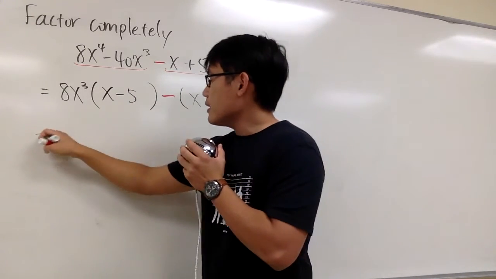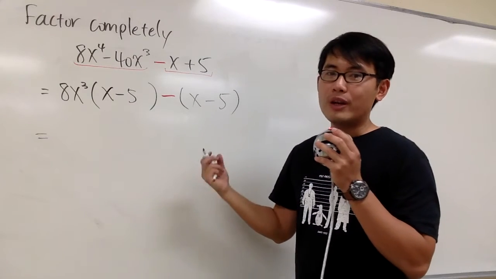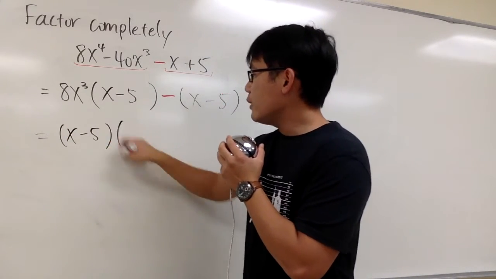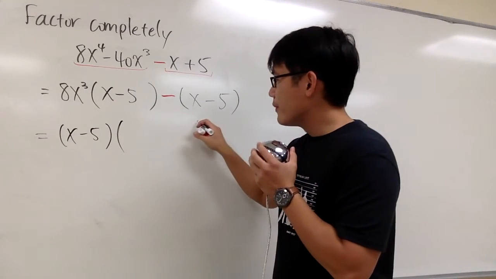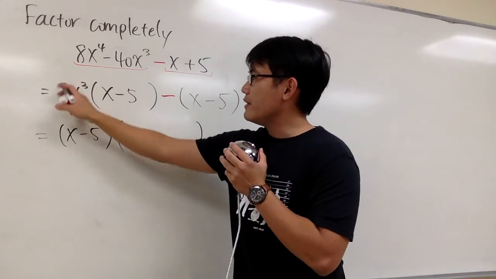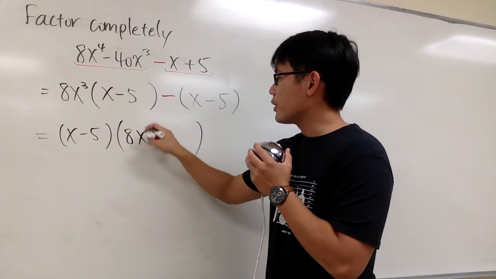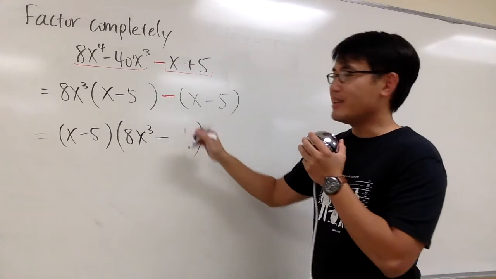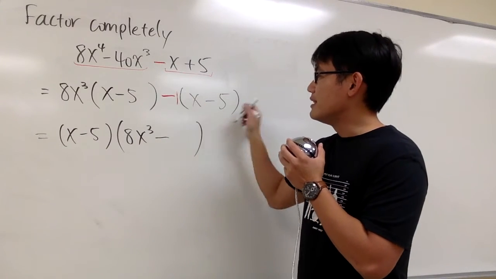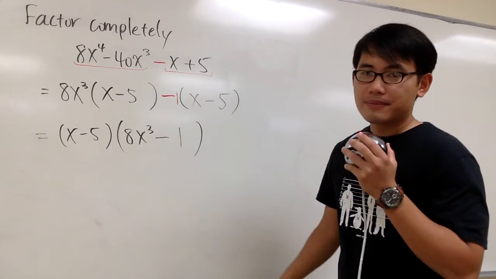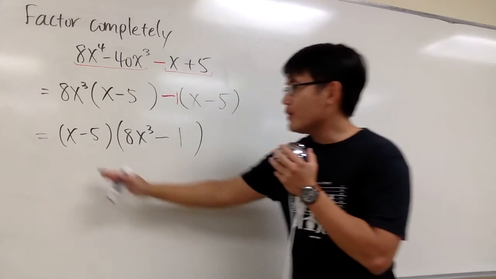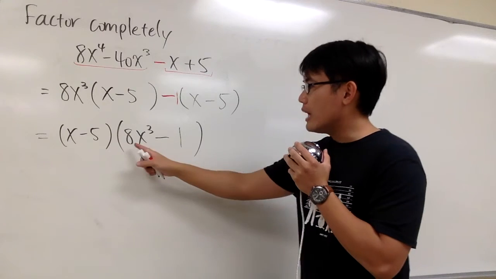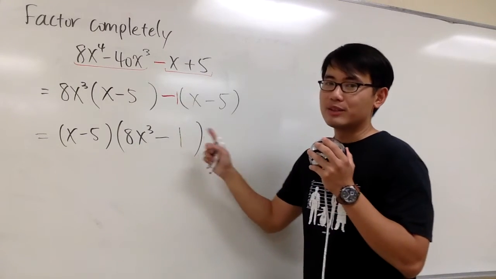Alright, because these two parentheses are the same now, we can factor out the common factor x minus 5. And then what do we have left? Well, for the first term right here, we have the 8x to a third power. Let's put it down right here. And then this is a minus, but minus what though? Technically, this is a minus 1. 1 times this, right? So we have a minus 1 like this. Are we done? Well, this is x minus 5. That's good. But then for the second parentheses, we have 8x to the third power minus 1.